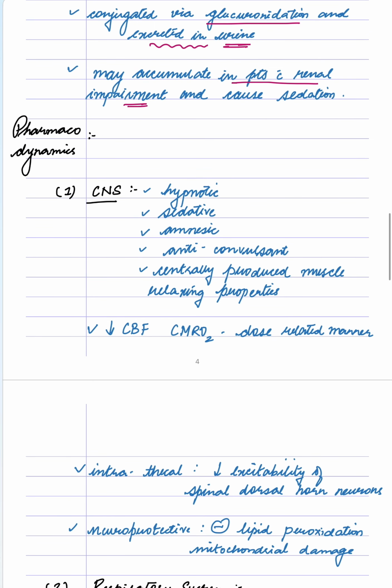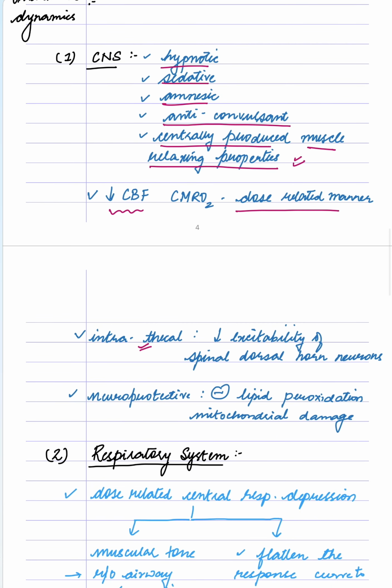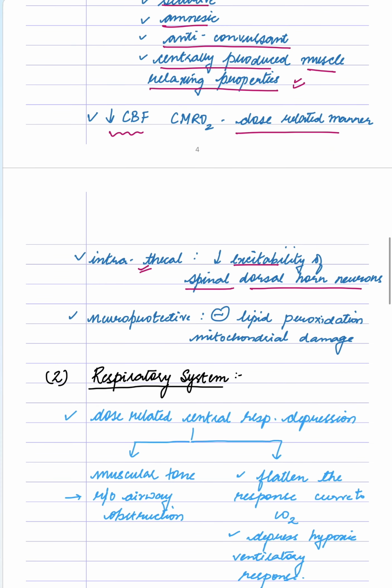The pharmacodynamics. First, the CNS. On the central nervous system, midazolam has hypnotic, sedative, amnesic, anticonvulsant and centrally produced muscle relaxing properties. It leads to a decrease in cerebral blood flow and cerebral metabolic oxygen consumption, and these effects are seen in a dose-related manner. When given intrathecally, it decreases the excitability of the spinal dorsal horn neurons, so it decreases the perception of the nociceptive stimulus. And it is also neuroprotective, in that it inhibits lipid peroxidation, hence decreasing the mitochondrial damage.